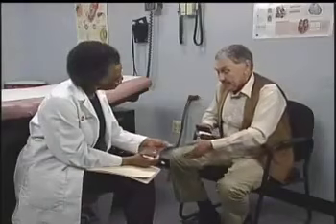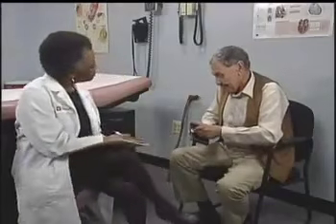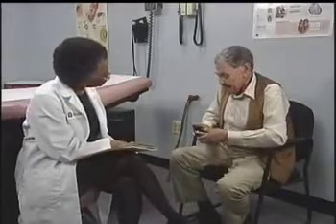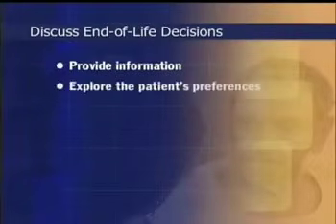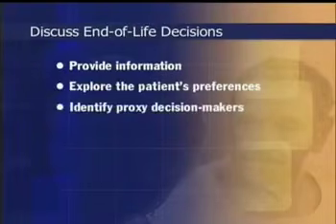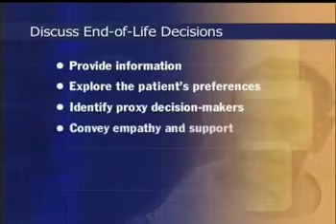It is important to talk with older patients about their wishes related to end-of-life decisions. Many older patients would like you as their provider to initiate this discussion before any serious illness or health emergency develops. To do this, provide information. Explore the patient's preferences. Identify proxy decision makers. And convey empathy and support.